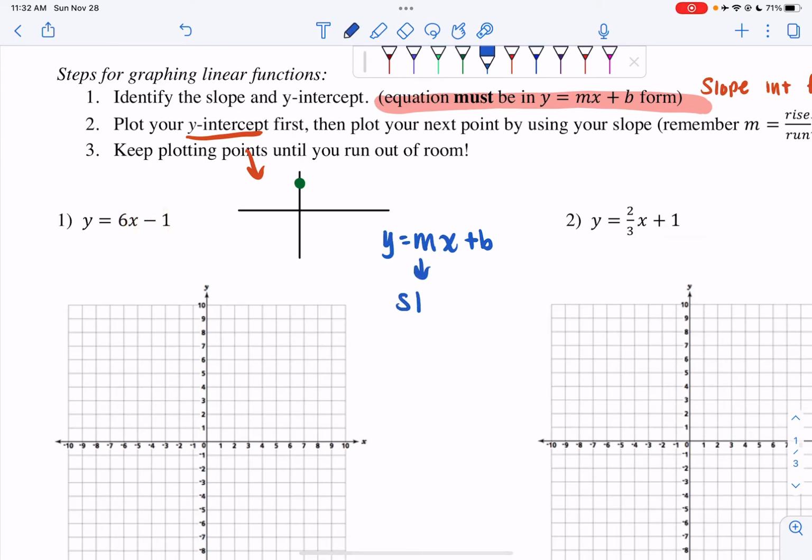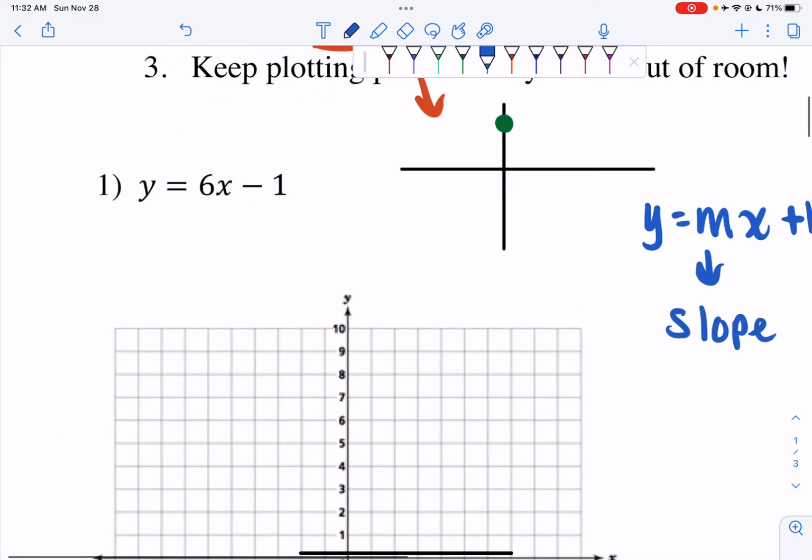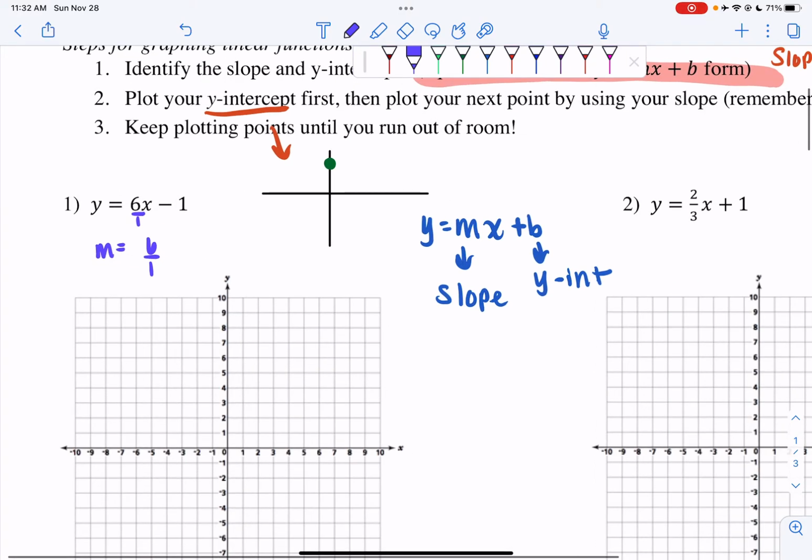The m stands for our slope, and the b stands for our y-intercept. So if I look at this equation, I can identify my slope and I can identify my y-intercept. If I look, my slope is 6 over 1, because the 6 is really over 1. Whenever I see a whole number, I like to put it over 1, because then I know that I have to run something. So I can say m is equal to 6 over 1, and my y-intercept, in this case, would be a negative 1.